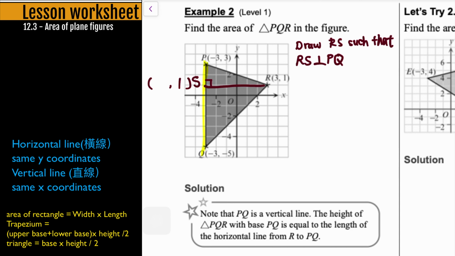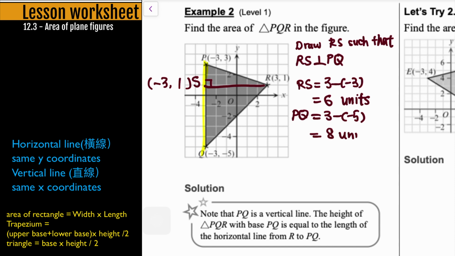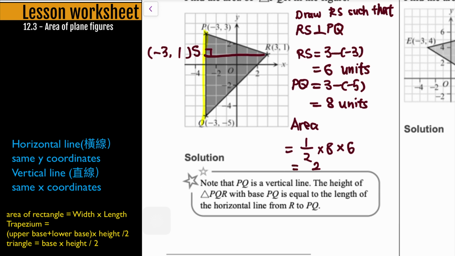The x coordinate will be -3. So we know that RS equals 3 minus -3, which is 6 units. And then next one will be PQ. We know it equals 3 minus -5, which gives you 8 units. For the area, this is going to be 1/2, and then you got the base and the height. So at the end, we got 24 square units.